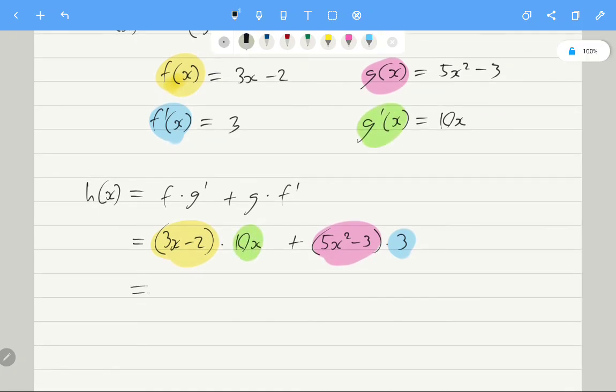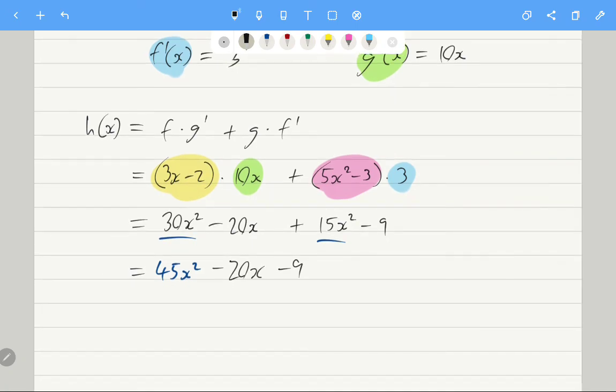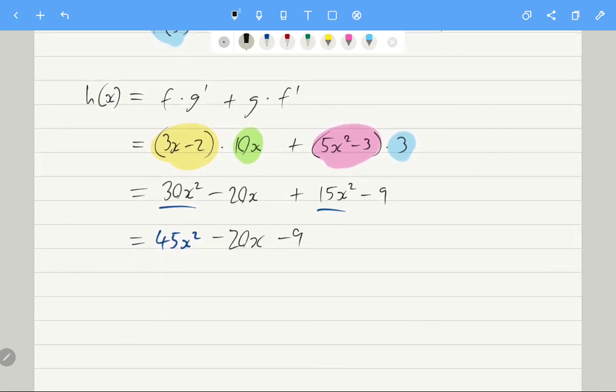And now we can just expand all of this and work it out. So we're going to get 30x squared minus 20x plus 15x squared minus 9. And we've got only one set of like terms, so let's collect those. And there we go. There's a few applications of the product rule.